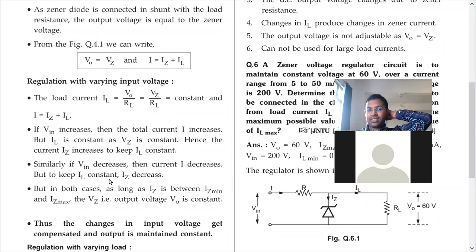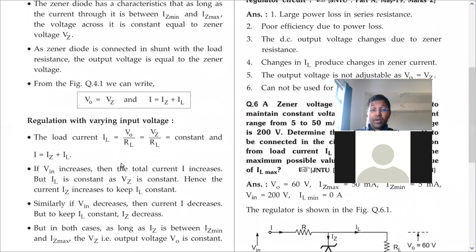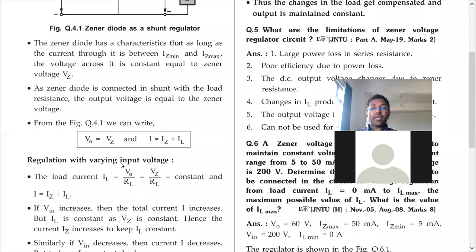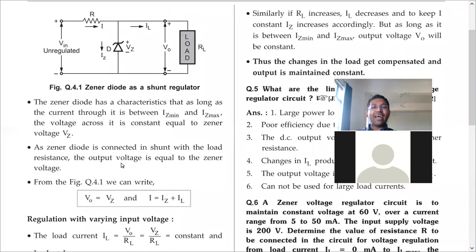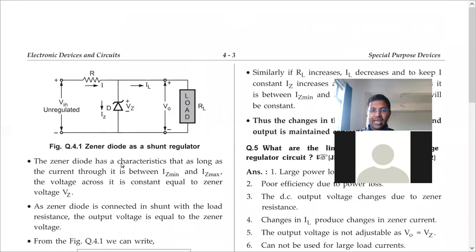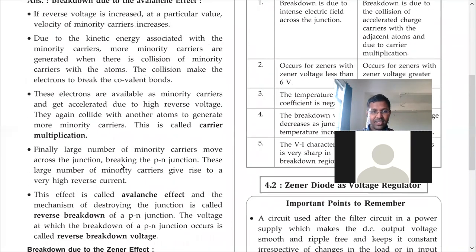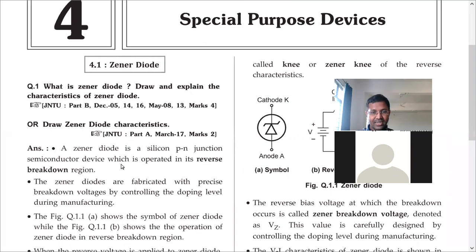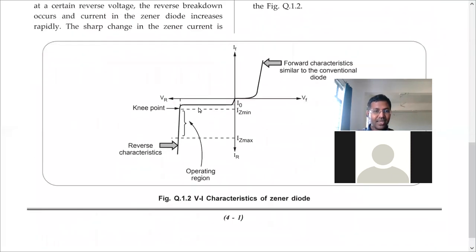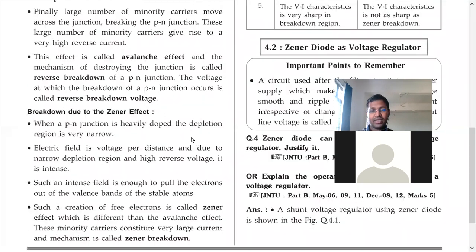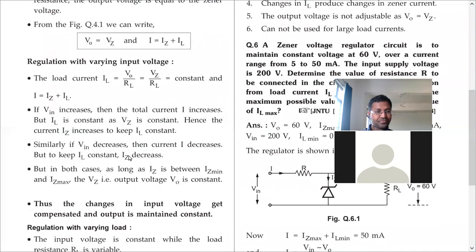To keep IL constant, IZ decreases. Important point that we have to remember here is all this is valid as long as the Zener current is in between IZ min and IZ max. That is the condition which has to be considered.